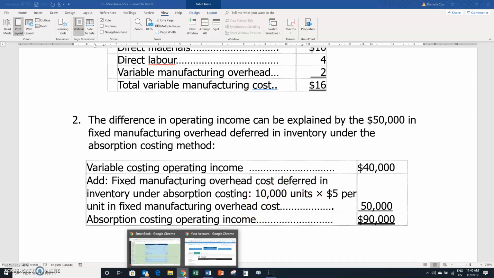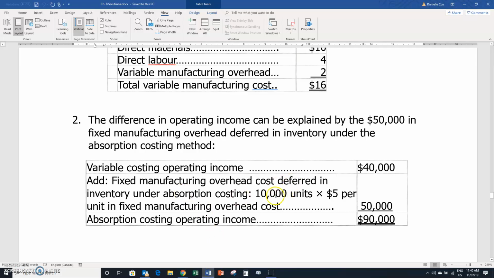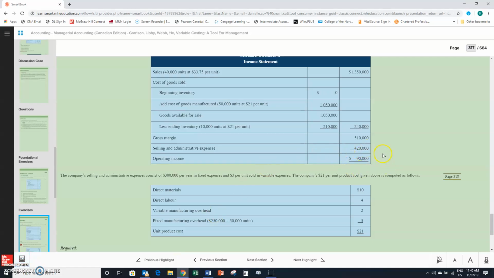Then we have to attach a cost to those. Well, it was already calculated for us right here. Fixed manufacturing overhead, it was a total of 250,000. Then that gets spread out over the 50,000 units that were produced. So it's $5 per unit. So each one of those 10,000 units sitting in ending inventory has $5 of fixed manufacturing overhead costs attached to it. So 10,000 times $5 per unit, 50,000. We're adding here because the cost was deferred, and we'll end up with the amount of our absorption costing operating income of 90. And let's go back and check, and we can see here 90,000.